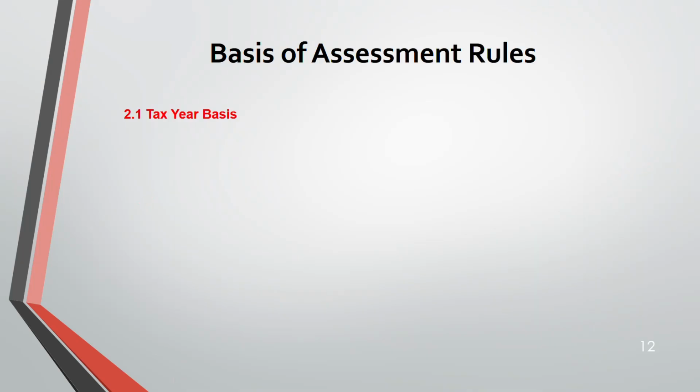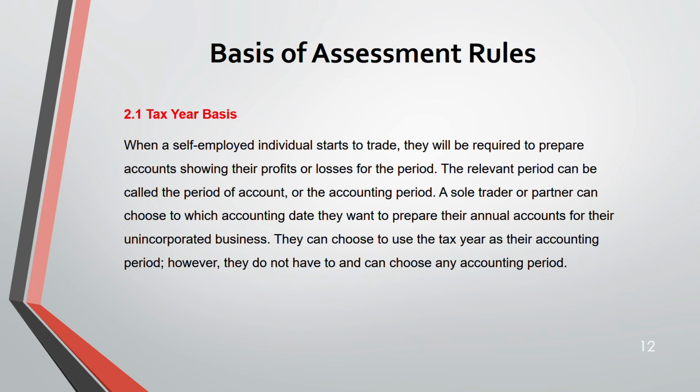Now, moving on to the second part of this lecture. So we have finished the first part, the badges of trade. From there, we are moving on, assuming it is self-employed. What is the basis of assessment? Like how for property income we have done cash basis, accrual basis, here also we have something like that. So this is a tax year basis. Based on the tax year, we'll charge them.